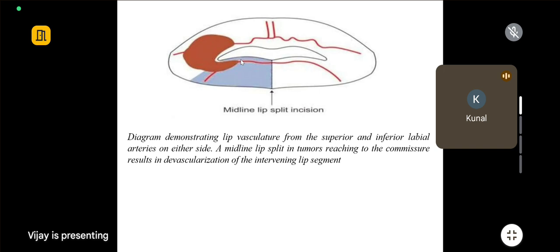So there is a very good article about the various kinds of incisions. You should go and read about this, and next time just tell us in detail. There are various other modifications of all those approaches. Okay, go on.